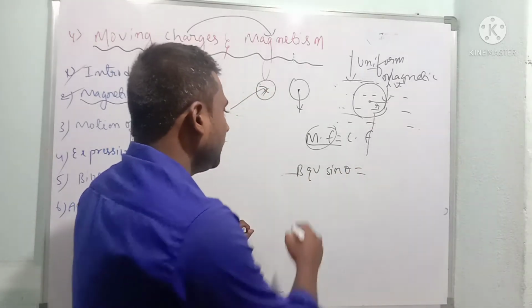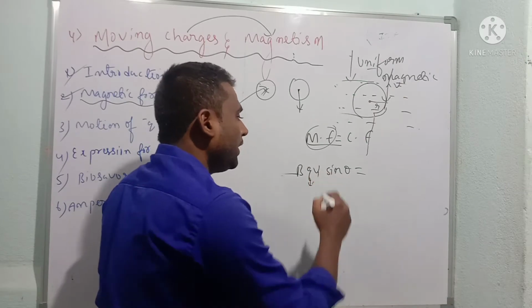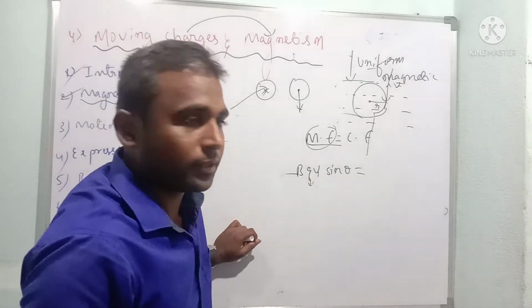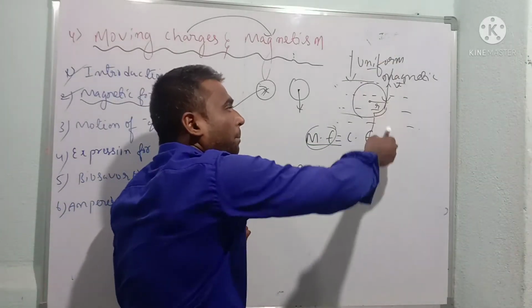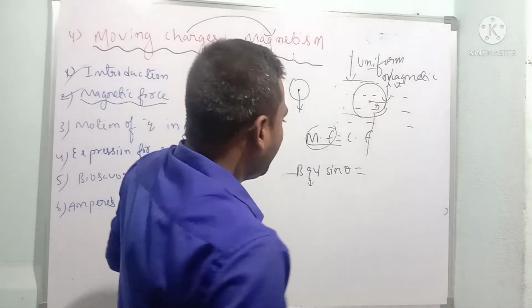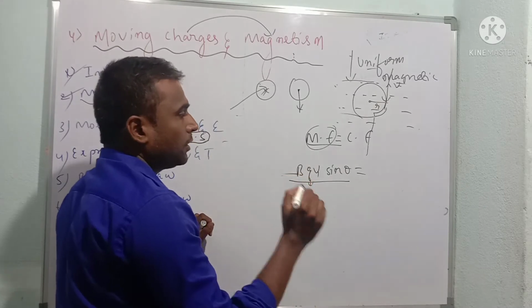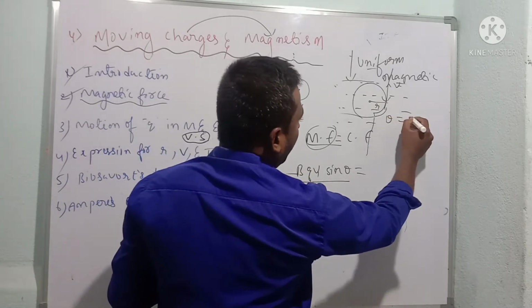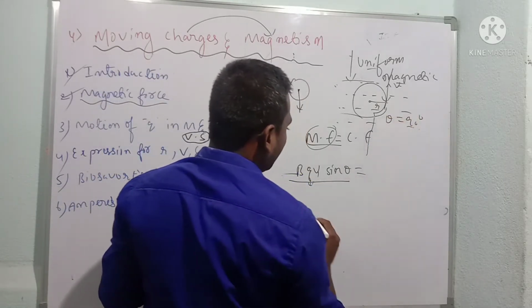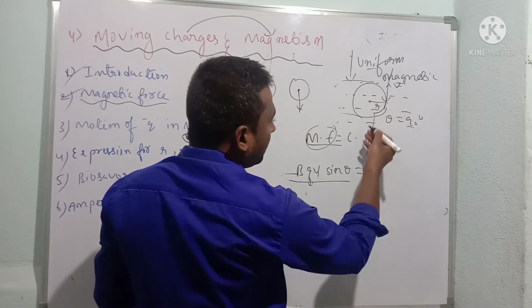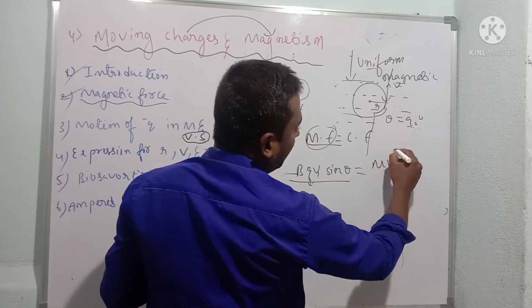Magnetic field B, charge Q, velocity V of the charged particles. Here the velocity and the field are moving perpendicular to each other. Then this is the expression for magnetic force. If theta is equal to 90 degrees, what happens? It becomes BQV. Centripetal force is mv squared by r.